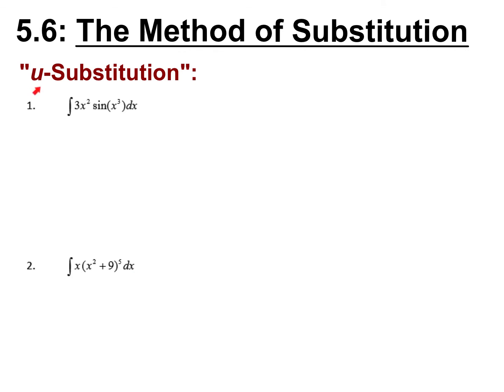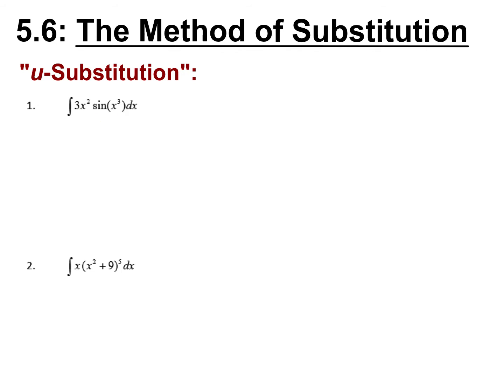This process is known as U substitution. Number 1, the integral of 3x squared sine of x cubed dx. This is a complicated looking integrand. 3x squared sine x cubed, that's called the integrand of this integral. And so we haven't done anything like this before.